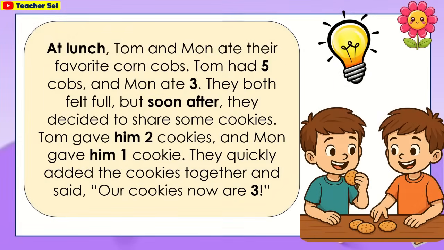At lunch, Tom and Mon ate their favorite corn cobs. Tom had 5 cups and Mon ate 3. They both felt full, but soon after, they decided to share some cookies. Tom gave him 2 cookies, and Mon gave him 1 cookie. They quickly added the cookies together and said, "Our cookies now are 3."